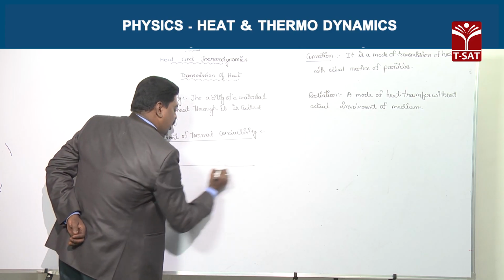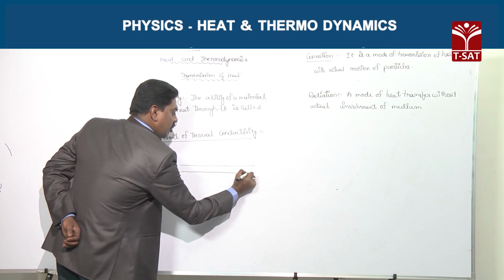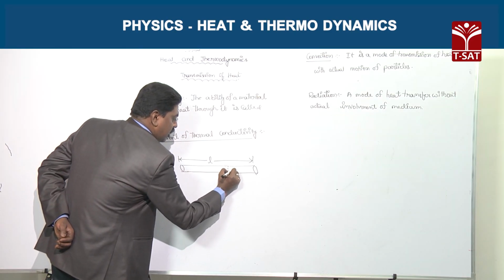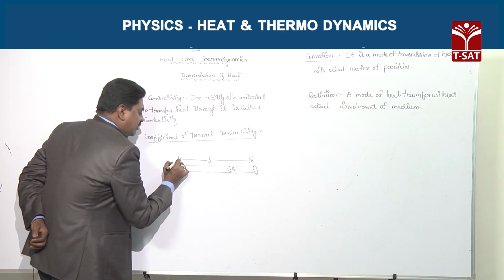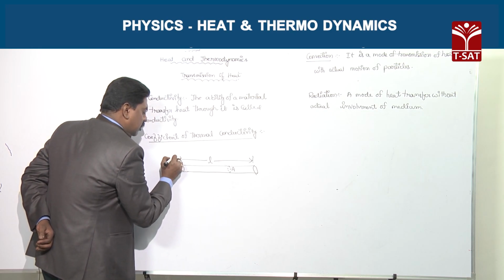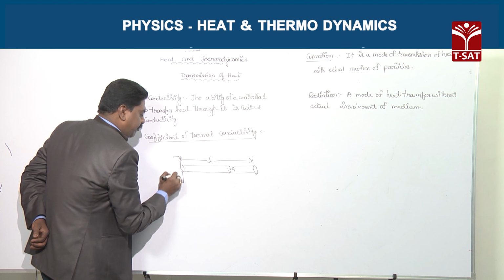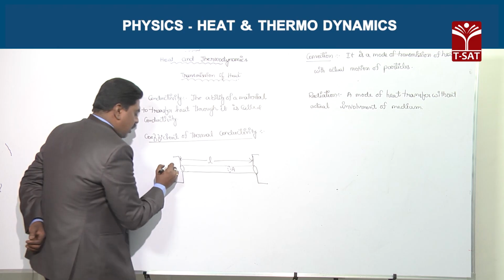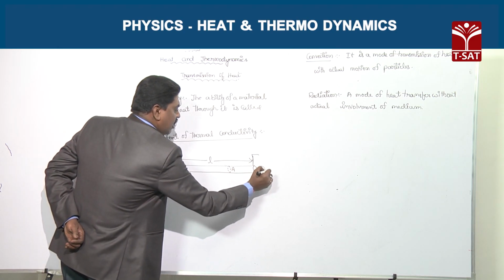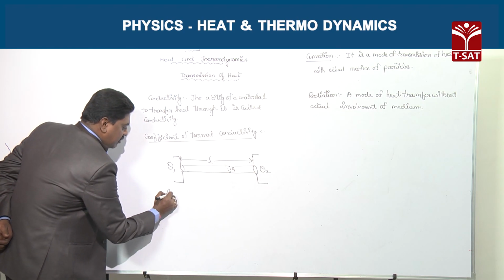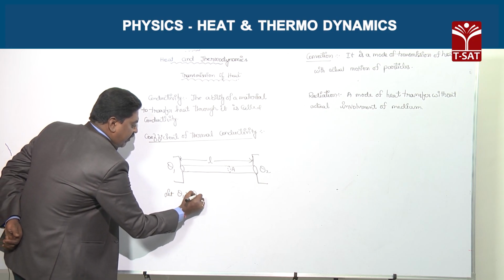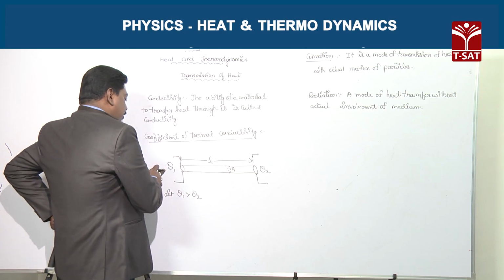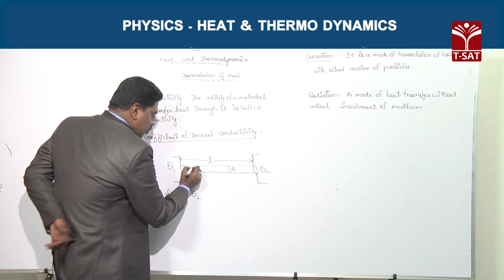Consider a metallic rod of length L and area of cross section A fixed between two ends having temperatures theta1 and theta2. Let theta1 be greater than theta2, then heat transfer will take place from theta1 to theta2 through the metallic rod.